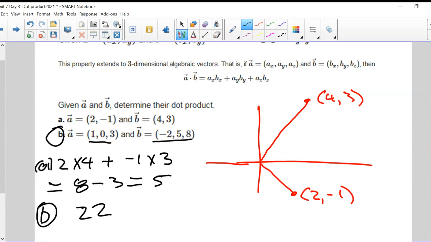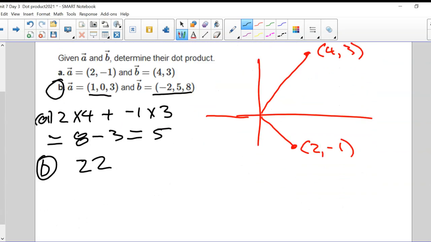Absolutely. It's as easy as that. You're going to take 1 times minus 2, 0 times 5, and 8 times 3, and there's your dot product right there. As easy as that. And you all thought vectors was so tough.